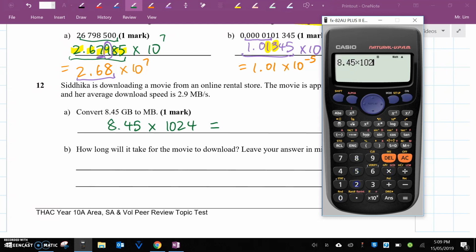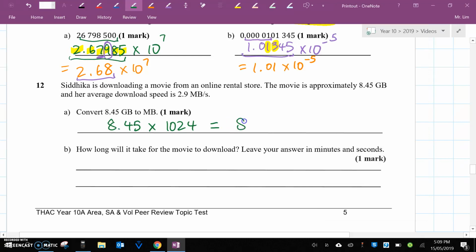8.45 times 1024 is 8652.8 megabytes. Question B says, how long will it take for the movie to download? Leave your answer in minutes and seconds.